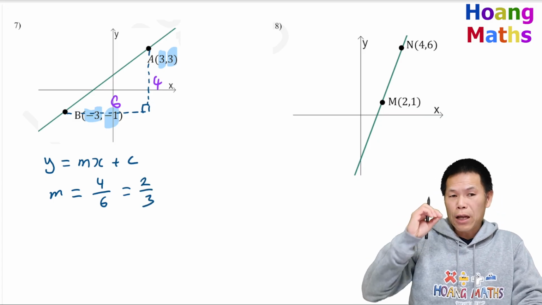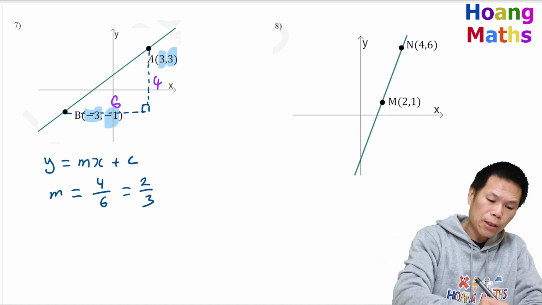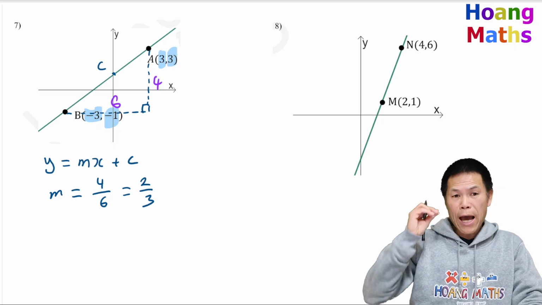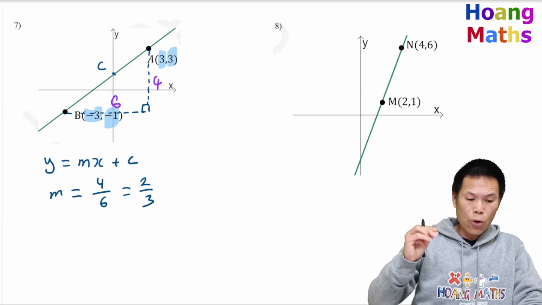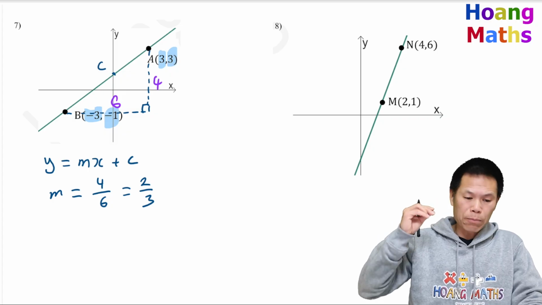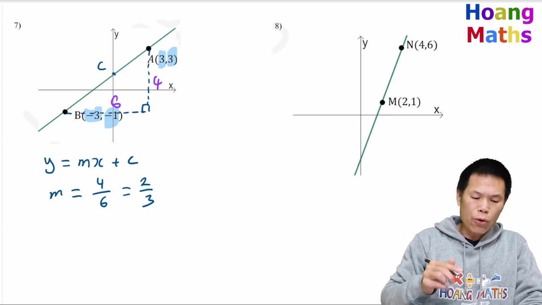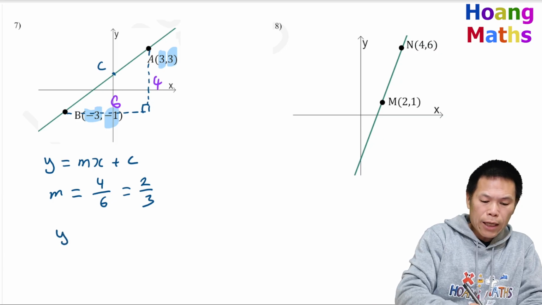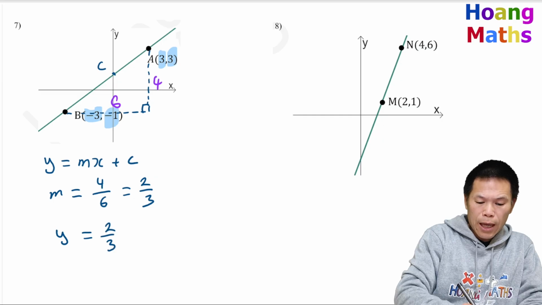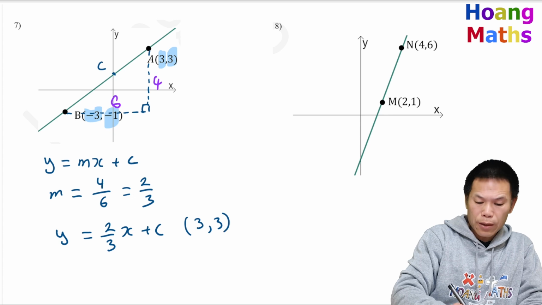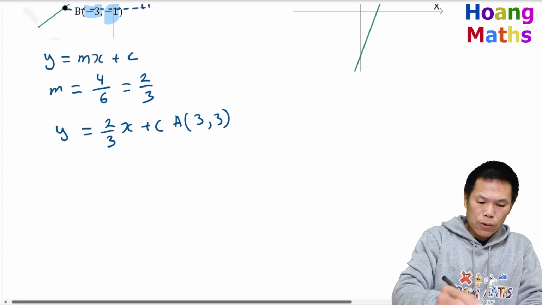Then we need to find the value of c, that is the y-intercept. This is c. So to work it out, we can either use point A, that is 3, 3, or point B, -3, -1. So let's just use point A. Positive is easier, okay? Both are positive values. So let me write this down first. y is mx, that means m is 2/3, x plus c. So we use point A, 3, 3.